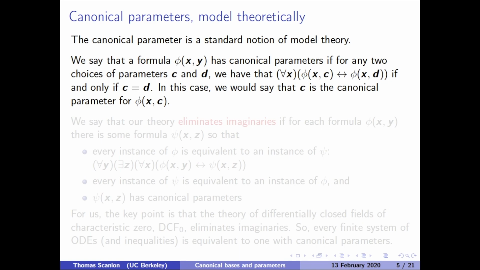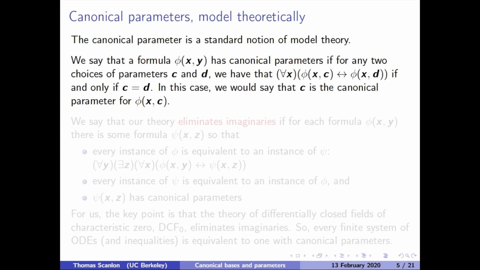And I've broken the formula. The variables come in two kinds. I have x and y. Those are really tuples of variables. And I'm thinking about the second variable, y, as parameterizing a family of formulas, a family of definable sets. So you can vary the parameters in y and get different sets of solutions. And I'll say that this formula has canonical parameters if, when you vary the y, you get different sets. So the formula with C is equivalent to the formula with D if and only if C equals D. And in that case, C would be the canonical parameter for the set that it defines.